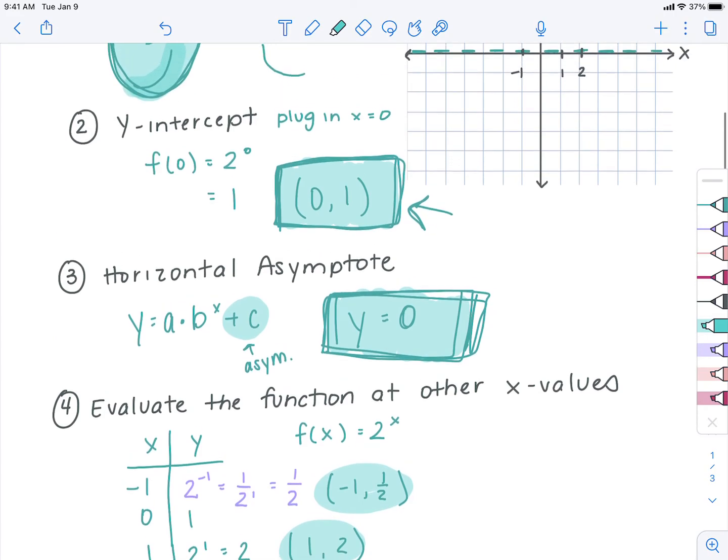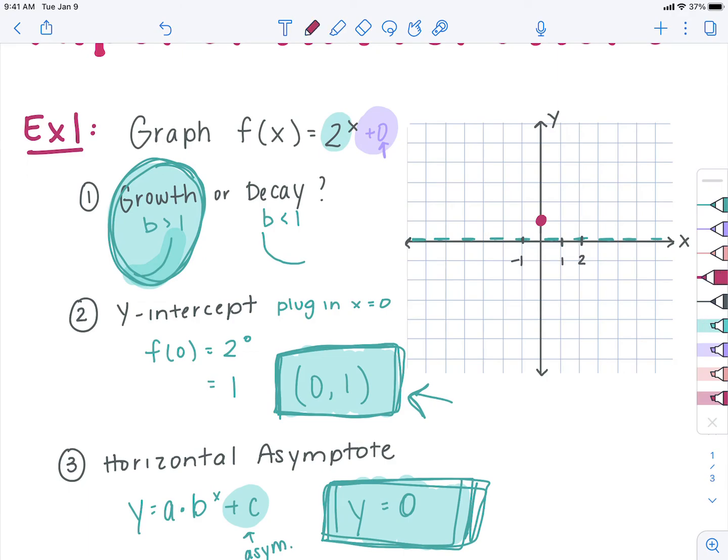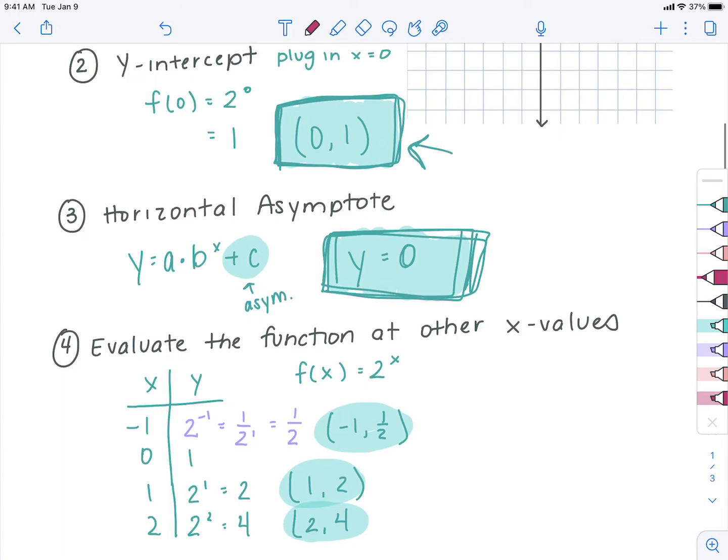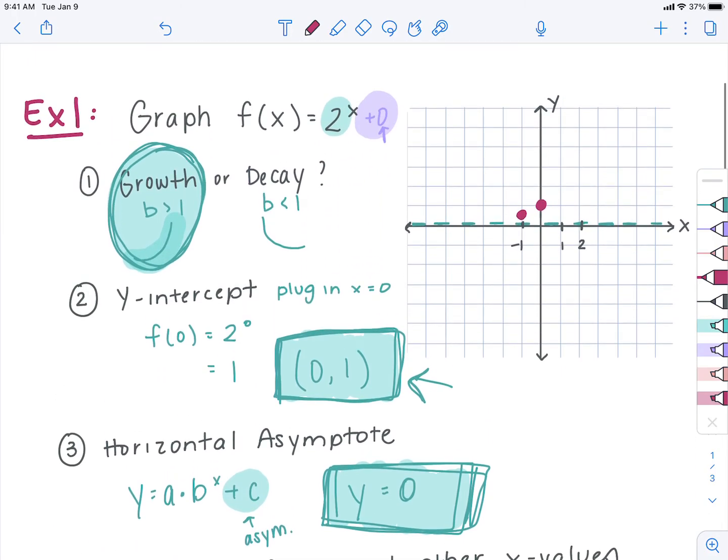-1, 1/2. So -1, 1/2 is like here. Then I want to go 1, 2, and 2, 4. So now I can see that my function looks like this. And I know that this part is flattening out because of the asymptote. It can't go past 0. Connect the dots. And I'm done graphing my function.